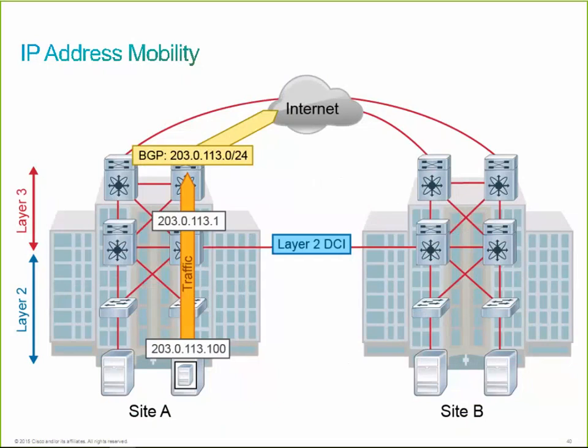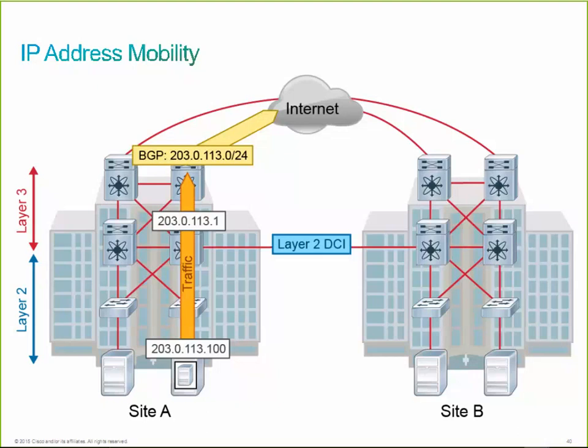A layer 2 DCI. That's going to enable simple VM and IP address mobility. And we see a figure here that kind of describes that, right? We have a virtual server at site A in our data center. It has an IP address of 203.0.113.100. That's our public IP. Traffic leaves the local VLAN through the 203.0.113.1 gateway, and it gets forwarded through the core and out to the internet, right?